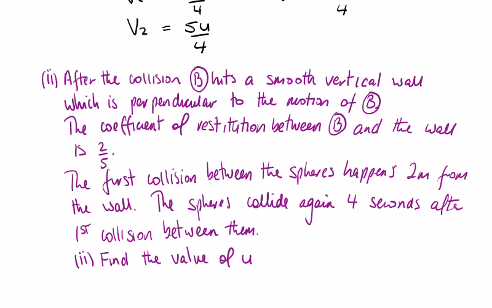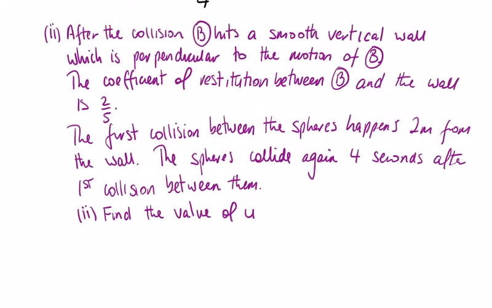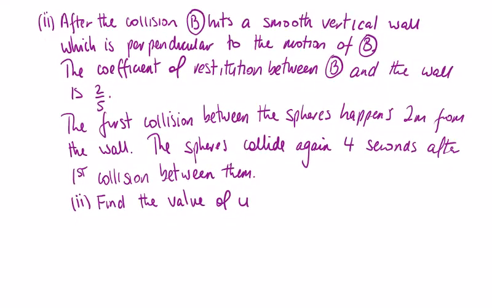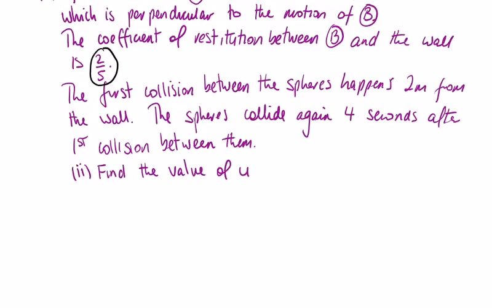Part B of this question. After the collision, B hits a smooth vertical wall which is perpendicular to the motion of B. The coefficient of restitution between B and the wall is 2 over 5. The first collision happens when the spheres are 2 meters from the wall. The spheres collide again 4 seconds after the first collision between them. Find the value of u.